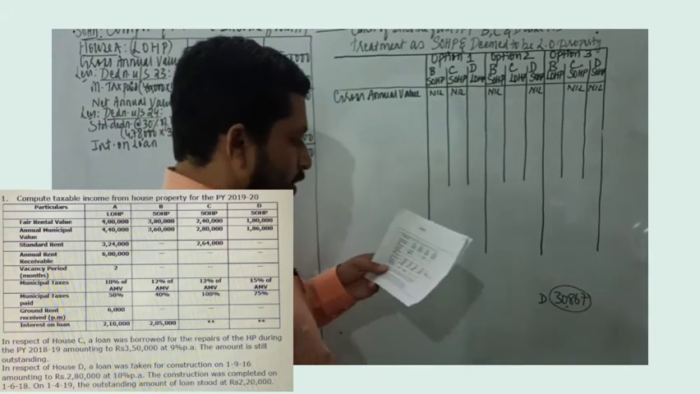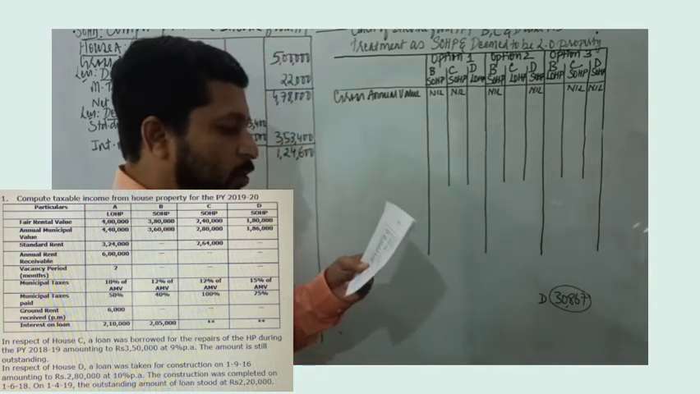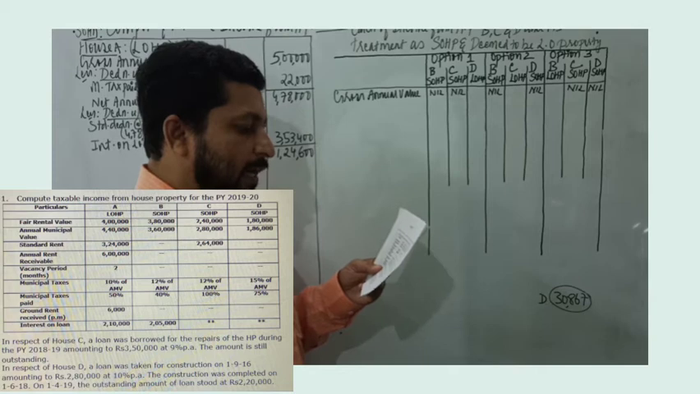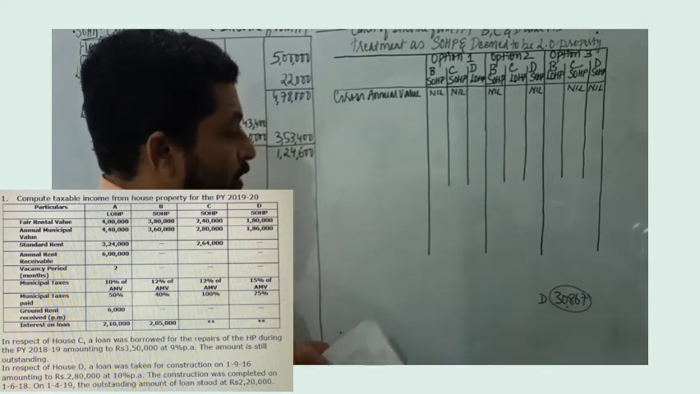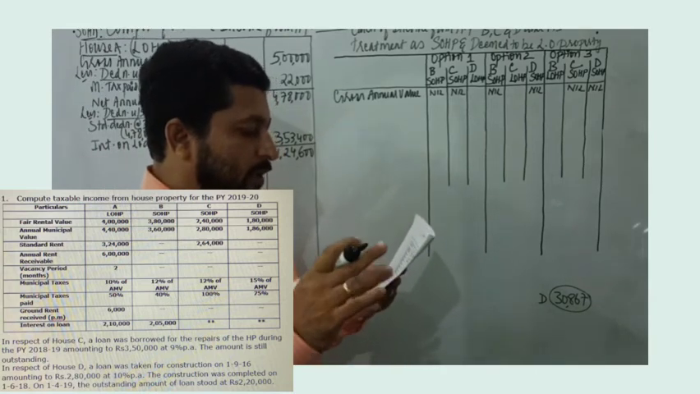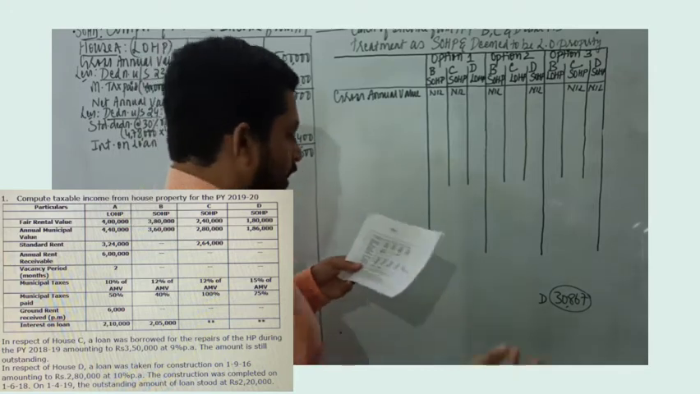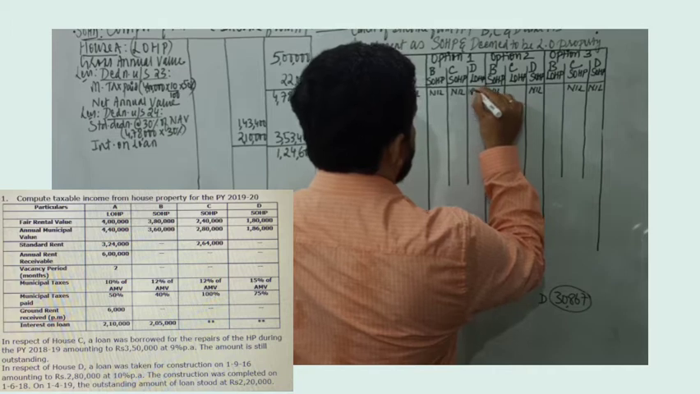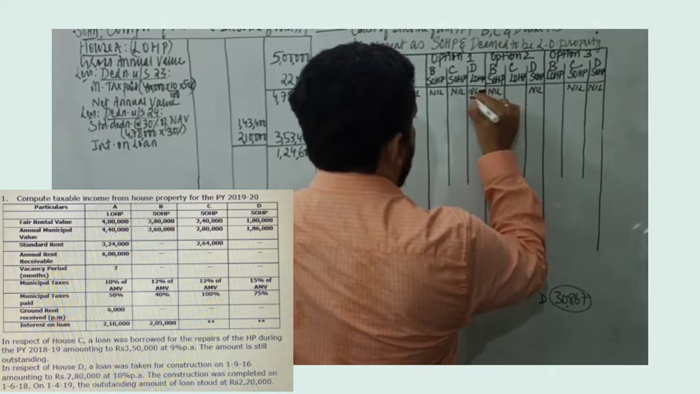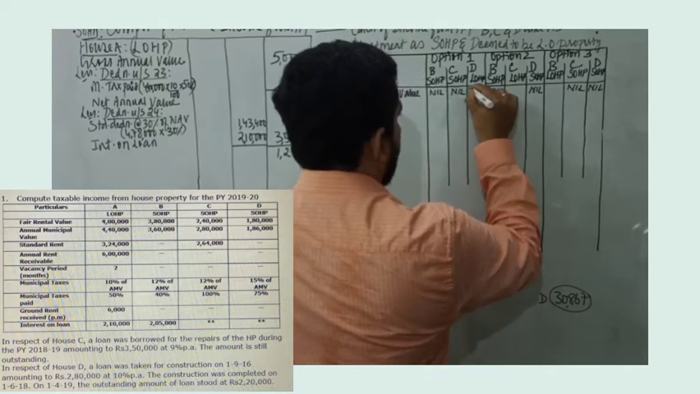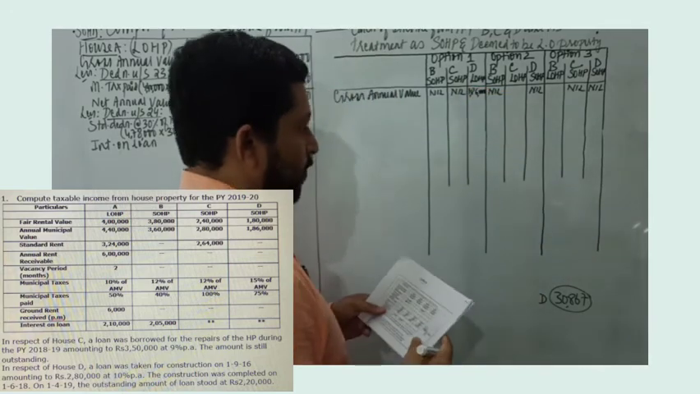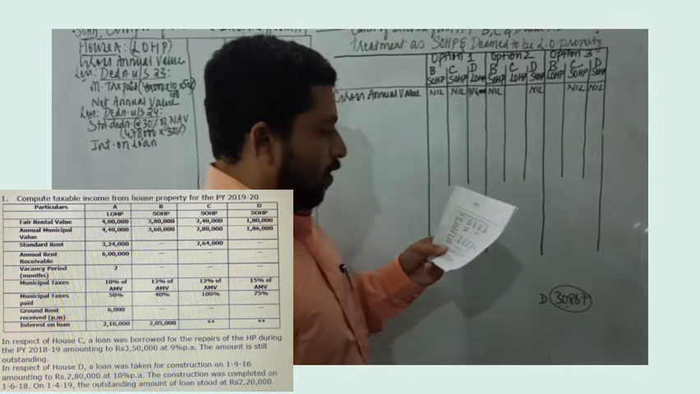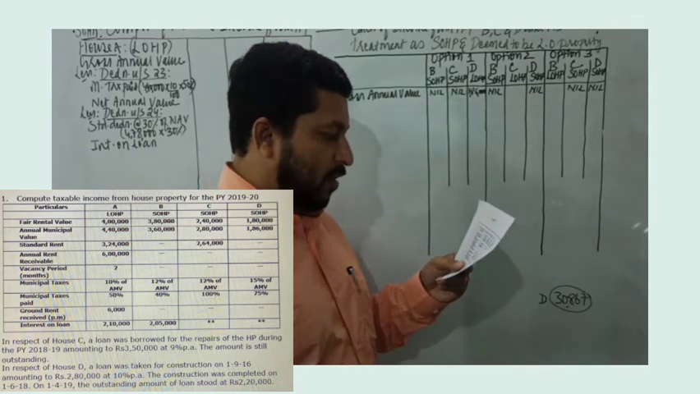House D. The fair rental value is 1,80,000. Annual municipal value is 1,86,000. So among the two, whichever is higher. There is no standard rent, there is no annual rent receivable. So I record over here 1,86,000 as the value. Then as far as house C is concerned, in option 2, fair rental value is 2,40,000.